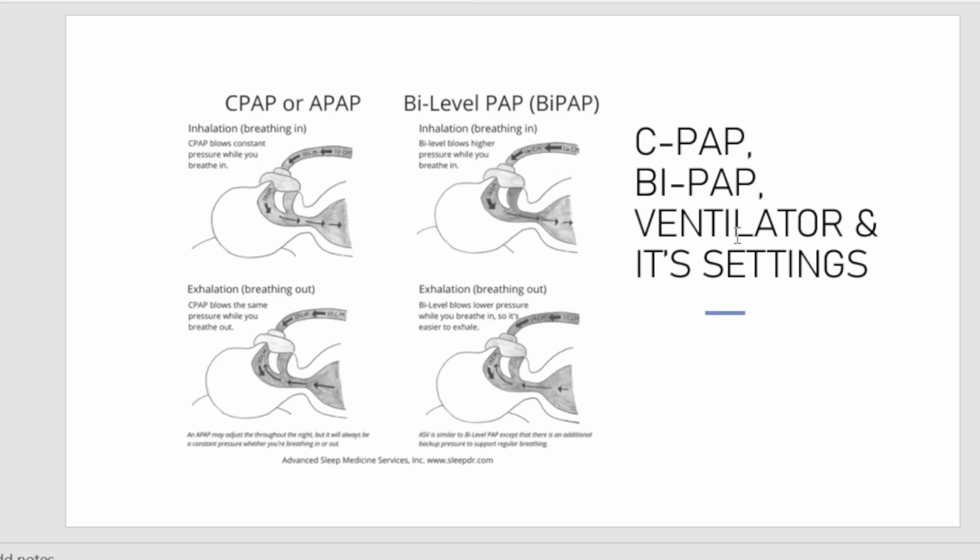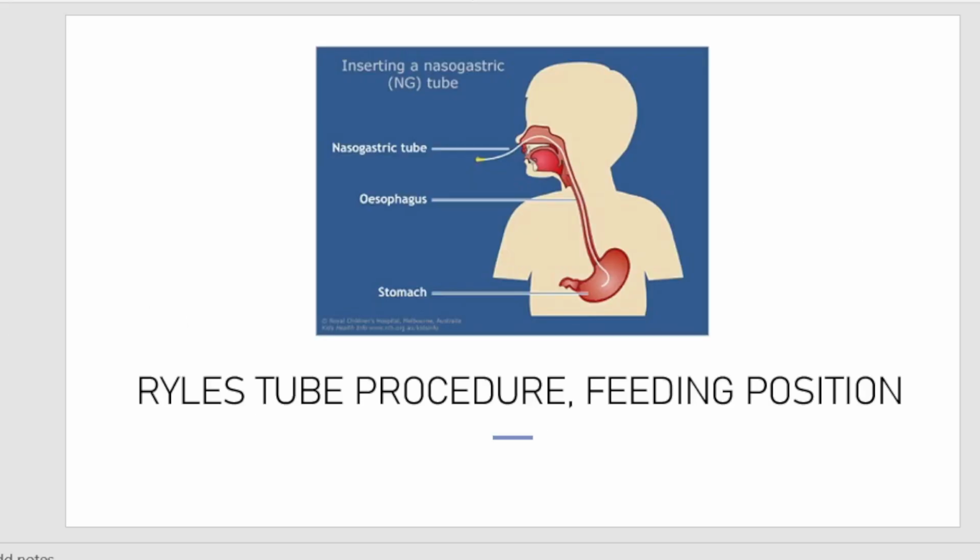Ventilator settings means ventilatory modes will be there. Basic modes are controlled mechanical ventilation, assist control ventilation, synchronized intermittent mandatory ventilation, pressure support ventilation, and positive end expiratory pressure. Like that, we have to know about each mode independently. And the tidal volume, respiratory rate, FiO2, positive end expiratory pressure, and peak inspiratory pressures also we have to know while setting the ventilator.